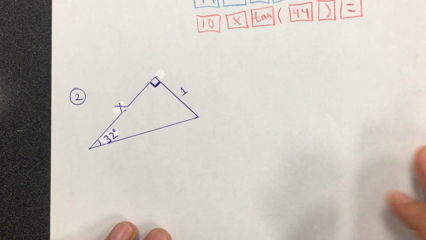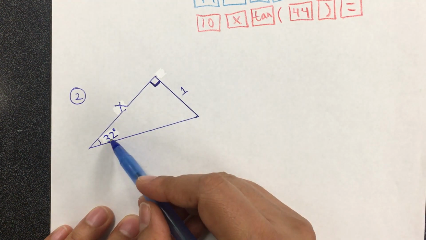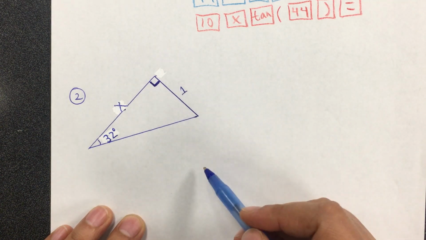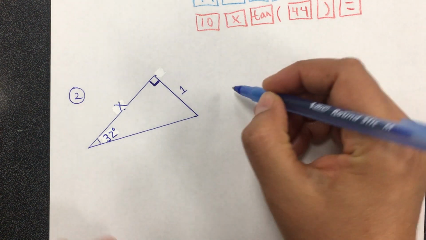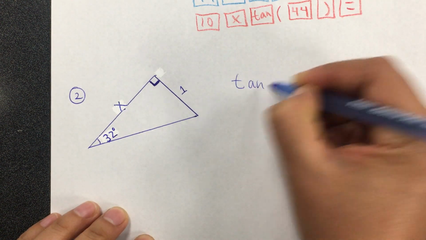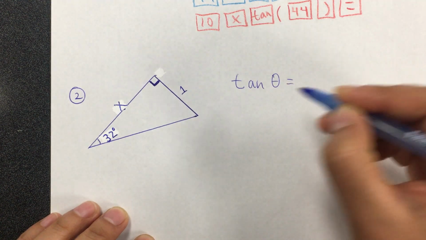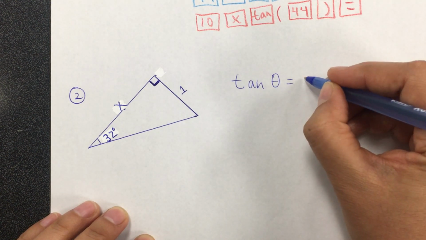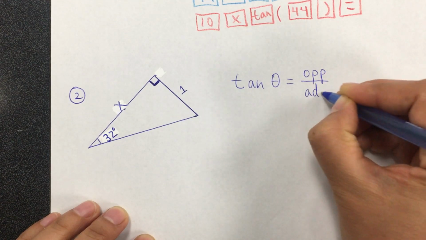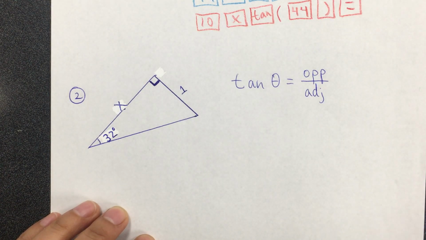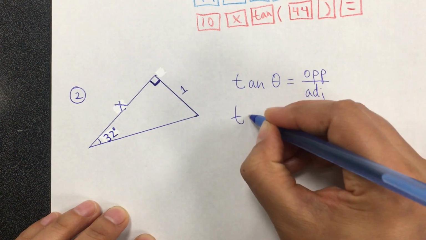Okay, number 2 says we have 32, an x, and a 1. The hypotenuse doesn't have information, so leave the hypotenuse alone. We don't need the hypotenuse. And here is going to be tangent of theta. It's good to write the formula so that you can remember it. It's always opposite over adjacent. And so, what is theta?